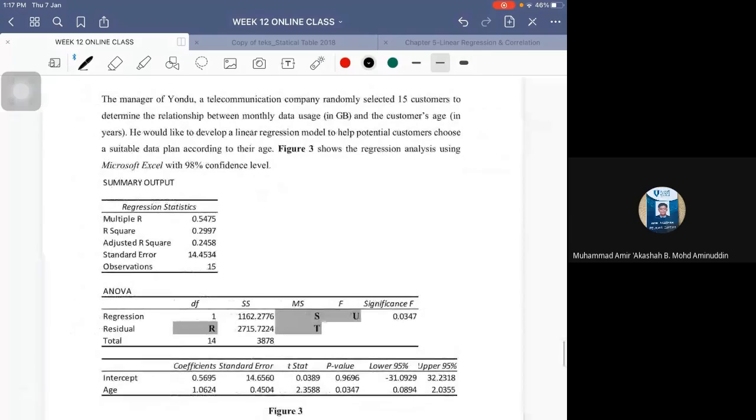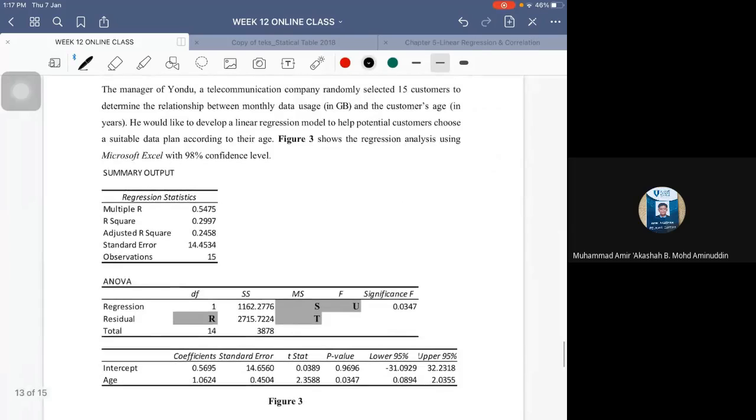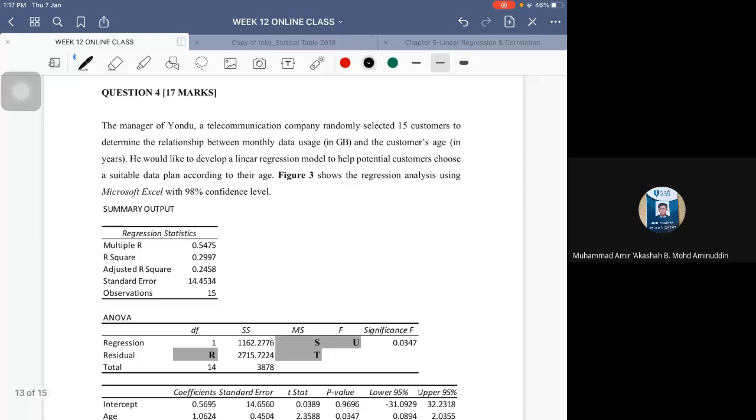Okay, the last method is going to concern an Excel output this time. So let's read the question first. The question states that the manager of Yondu, a telecommunication company, randomly selected 15 customers. So basically here, our sample is n equal 15.